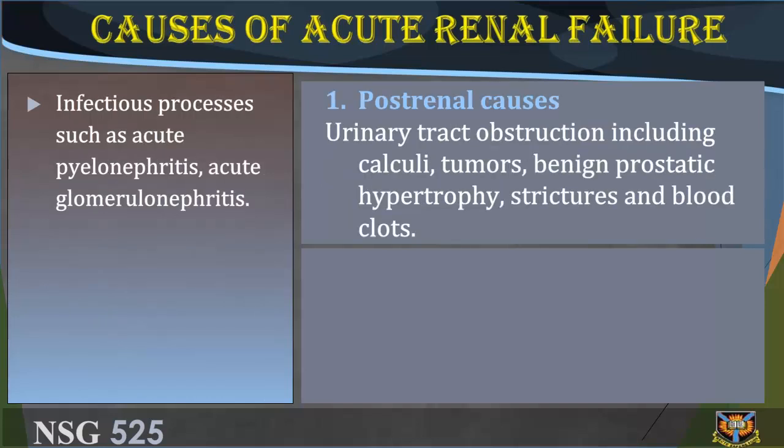Infectious processes such as acute pyelonephritis, acute glomerulonephritis. Post-renal causes. Urinary tract obstruction include calculi, tumors, benign prostatic hypertrophy, strictures, and blood clots.